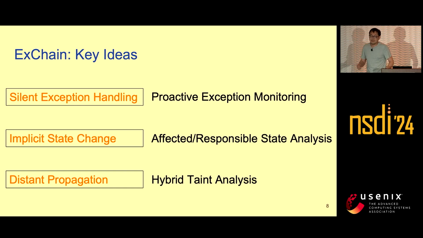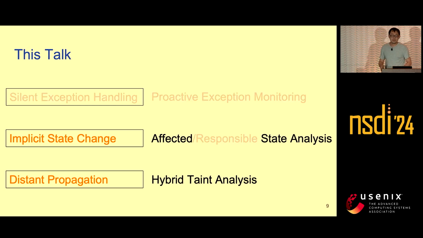There are three key ideas behind ExChain to solve the previous challenges. The first is proactive exception monitoring. As I just mentioned, ExChain proactively monitors all exceptions thrown by the application. Secondly, to understand how exceptions implicitly affect the state of the program, it performs affected and responsible state analysis for all exceptions. And finally, to track the propagation of the exception, it uses hybrid taint analysis, which achieves both low overhead and high accuracy. For the sake of time, I'm going to focus on affected state analysis and hybrid taint analysis in this talk. Let's start with affected state analysis.